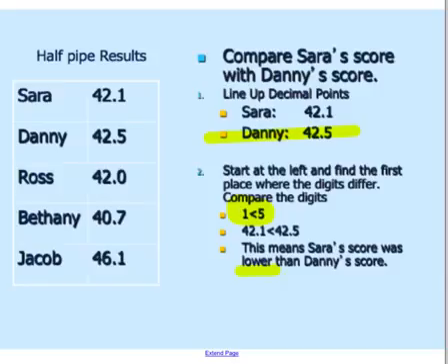Look at the results of Sarah, Danny, Ross, Bethany, and Jacob. And in your composition journal, write these numbers down in order from smallest to largest. Write down the student's name and their score. We will check back in a little bit.